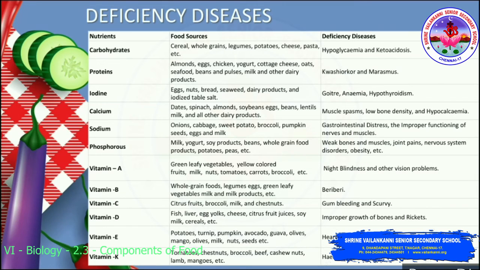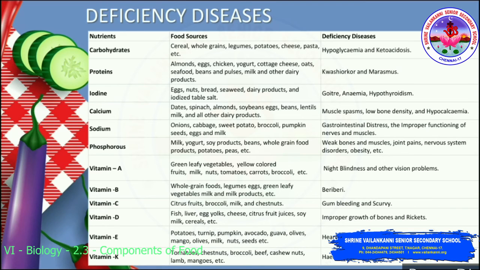So now let's see about the deficiency diseases. Let's first see about the deficiency of proteins, carbohydrates and fats, which is called protein energy malnutrition. This is caused because of the deficiency of proteins. We call protein energy malnutrition PEM. There are two main kinds of PEM. Those are marasmus and kwashiorkor, pronounced kwashi-or-kor. So these are the two diseases.